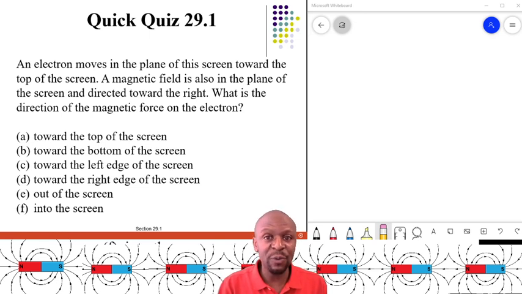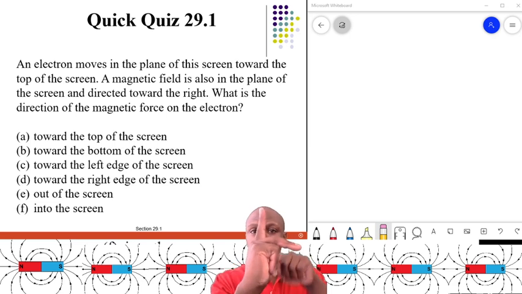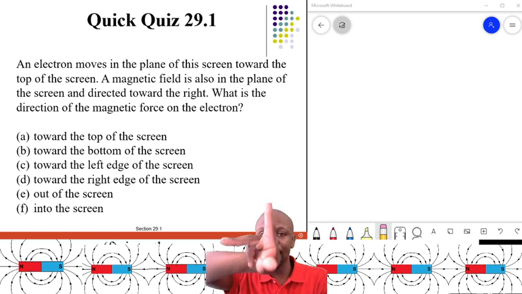Now let us also do the following quick quiz. An electron moves in the plane of this screen towards the top of the screen. Therefore, the electron is moving up, and the magnetic field is also in the plane of this screen and directed to the right. Remember the right-hand rule: this is the velocity of the charged particle, this is the magnetic force, and this is the B field. In this case, the electron is moving up, but the magnetic field is towards the right.